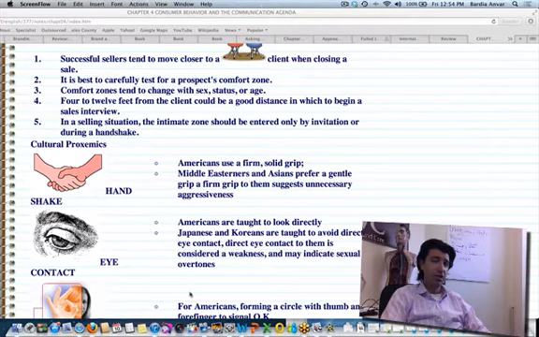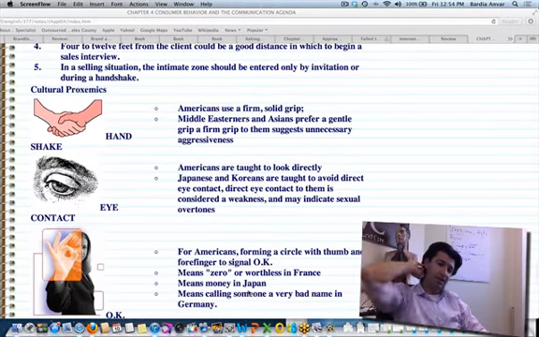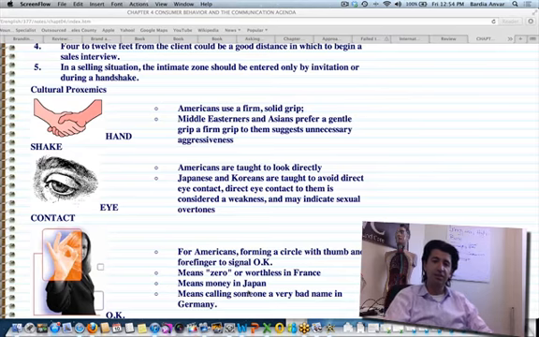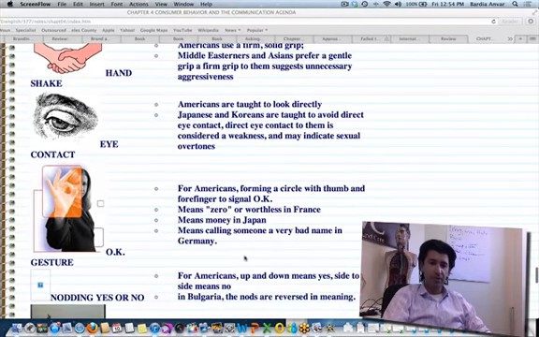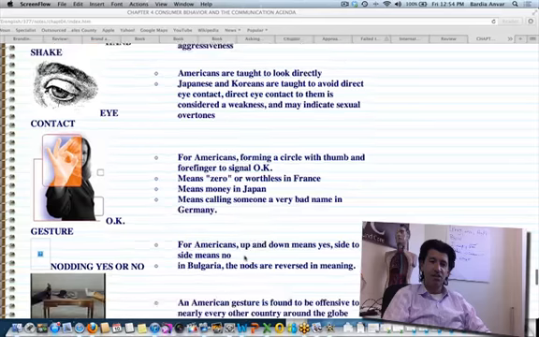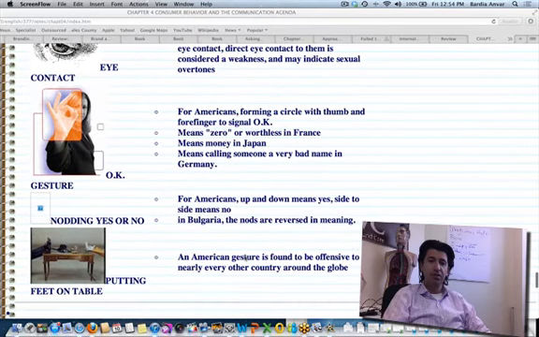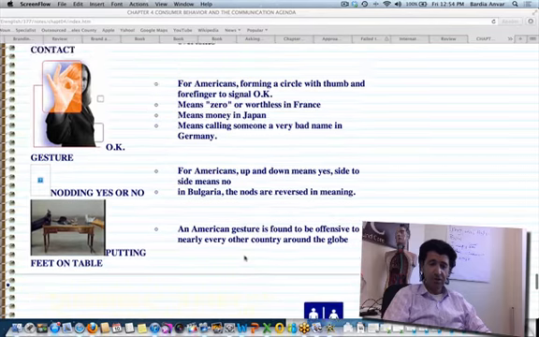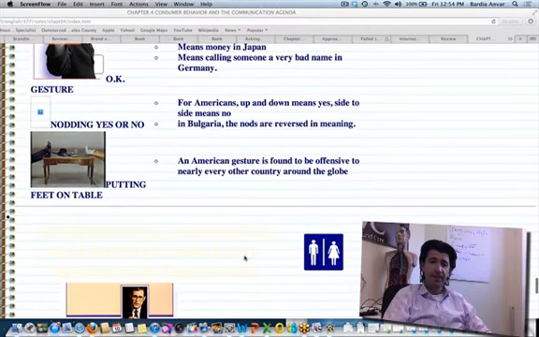Americans are taught to look directly at people. Japanese and Koreans are taught to avoid direct eye contact because it's considered a weakness and may indicate sexual overtones. For Americans, forming a circle with a thumb and forefinger signals okay. If you do that in France, it means zero. It means money in Japan, and in Germany, it means a very bad name. So there are different things. An American gesture is found to be offensive in nearly every other country around the globe, which is funny.